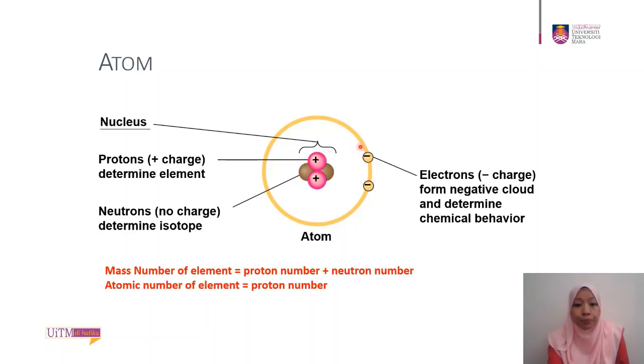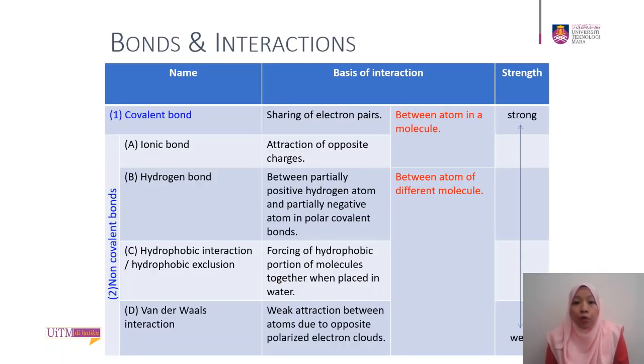The mass number of an element is the total of the proton number plus the neutron number, and the atomic number of the element is equal to its proton number. Next we move on to the bonds and interactions. Basically there are 2 types of bond: covalent bond and non-covalent bond. Non-covalent bonds can be divided into a few types: ionic bond, hydrogen bond, hydrophobic interaction, and van der Waals interaction.